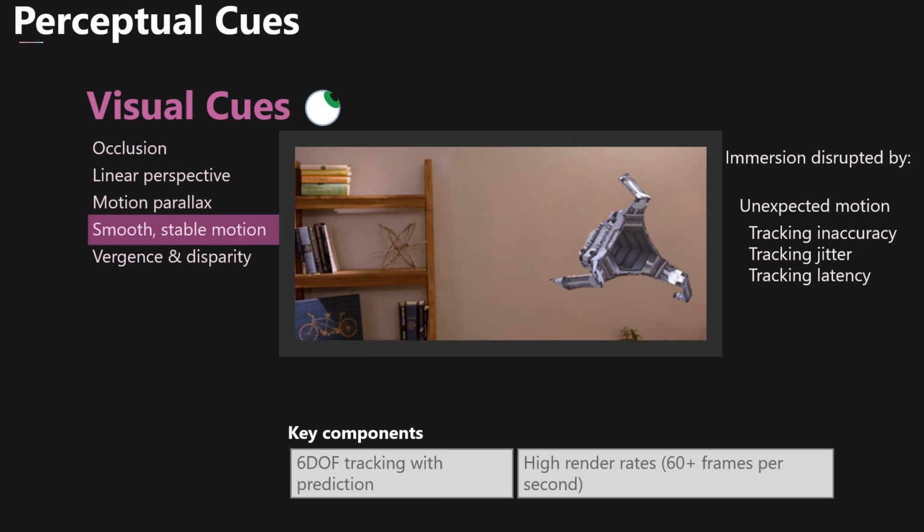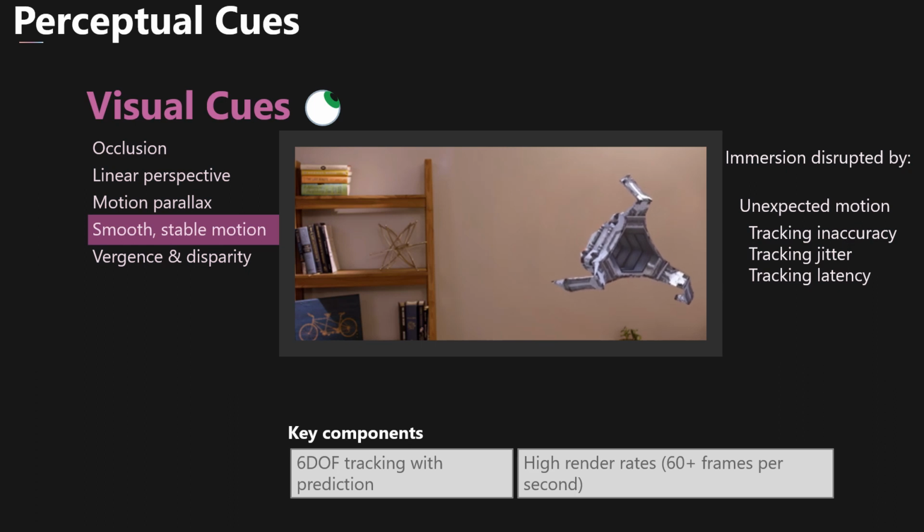So here I have smooth and stable motion on this list of visual cues. It's more of a requirement to avoid unnatural visual behavior that breaks immersion than it is a proper depth cue, although it can disrupt depth cues. So if the tracking is way off, like if there's inaccuracy in the tracker or lots of jitter in the IMU measurements, things like that, then the user's visual system can interpret the motion in unintentional ways. So for instance, as object motion, that was unintended.